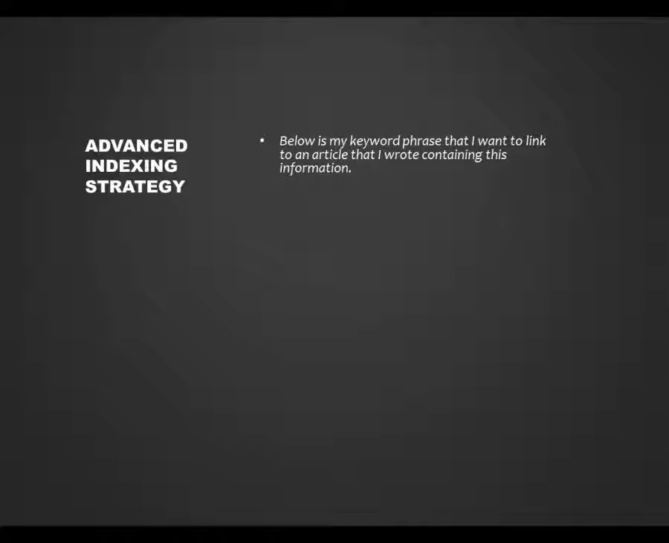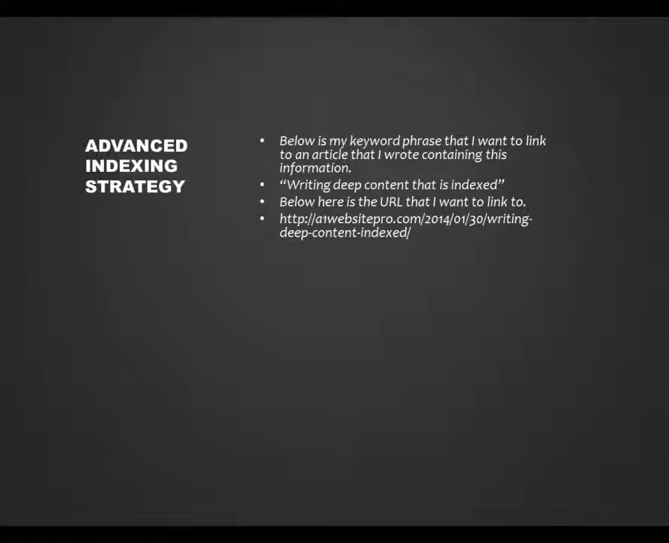Below is my keyword phrase that I want to link to an article that I wrote containing this information: writing deep content that is indexed. Okay? Below here is a URL that I want to link to. So here's the URL that I want to link to, and here's the anchor text that I want to use. Okay? You notice that it's in the URL as well.